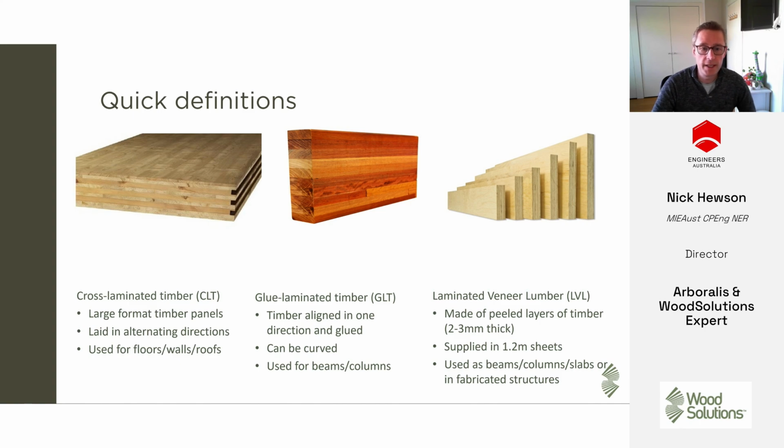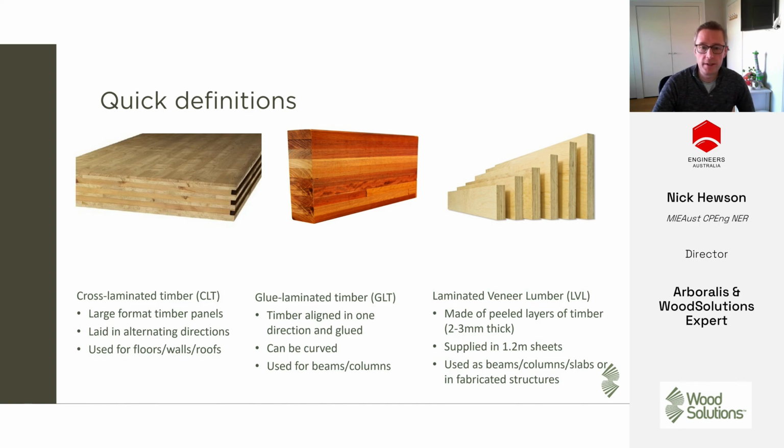Cross-laminated timber, or CLT, is a large format panel with softwood layers in alternating directions. So it creates these large planks. We refer to it as tilt-up timber. It's a big, solid, monolithic panel used for floors and walls and roofs. And that's been one of the products that has really led the way in the last few years in enabling bigger and more ambitious timber structures.